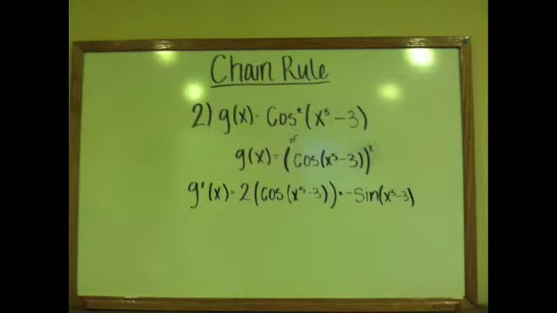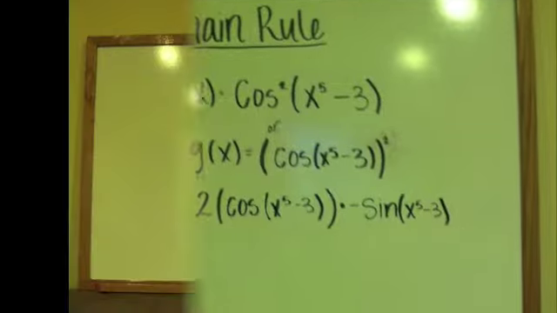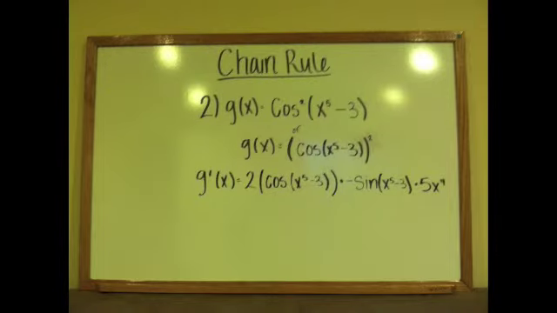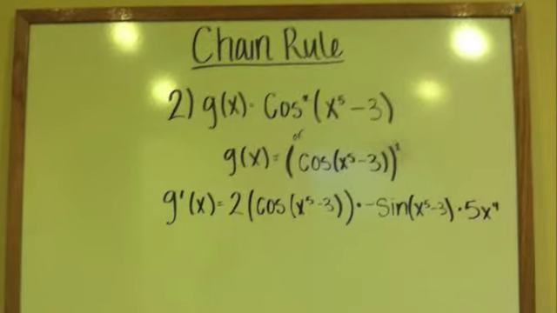I'll move on to deriving the cosine equation. That will give us negative sine of x to the 5th minus 3. Finally, I will derive the last inside parentheses. We start off with x to the 5th, so when derived, that becomes 5x to the 4th. As for the 3 in the equation, it's a constant, so we don't have to put it in the derivative equation.